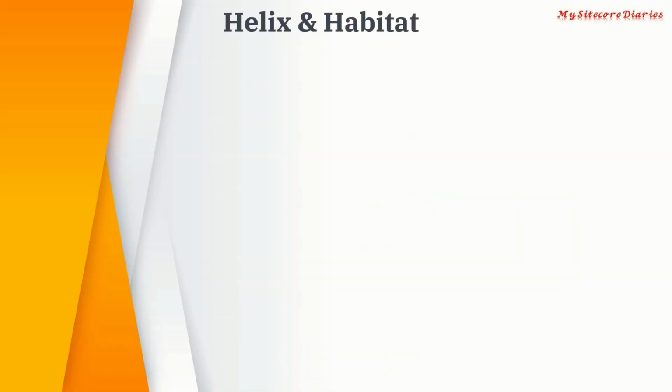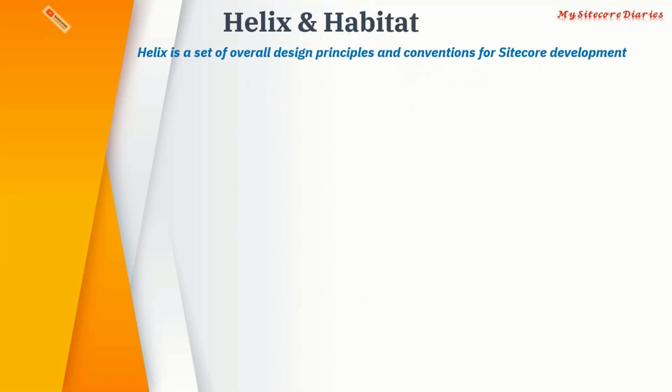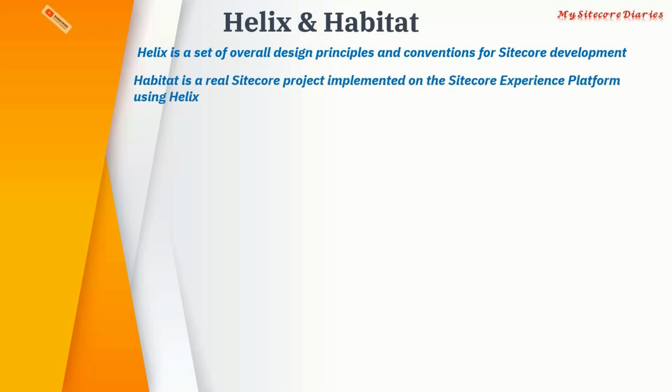Let's see what is Helix and Habitat. Helix is basically a set of overall design principles and conventions for Sitecore development. Basically, it is a guideline for Sitecore development. And then what is Habitat? Habitat is a real Sitecore project implementation using Helix.